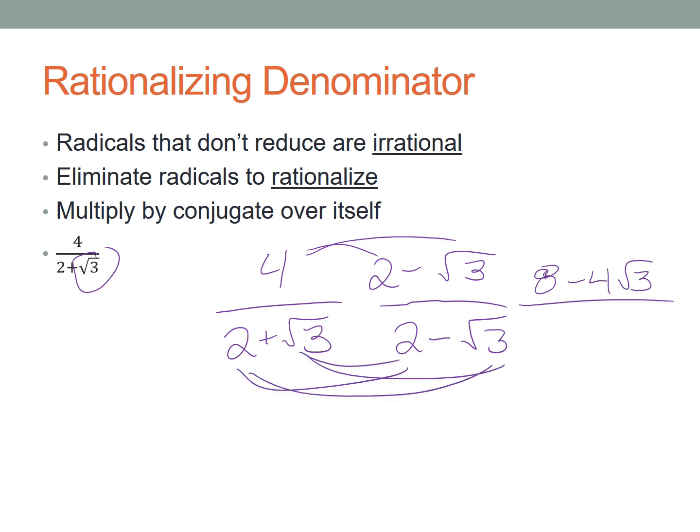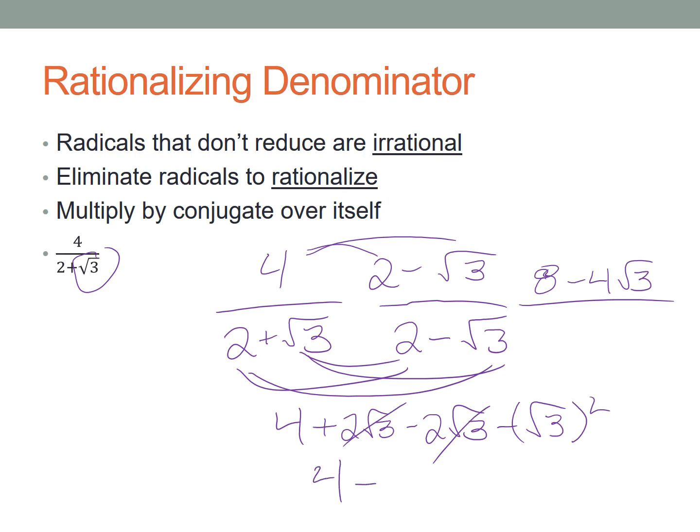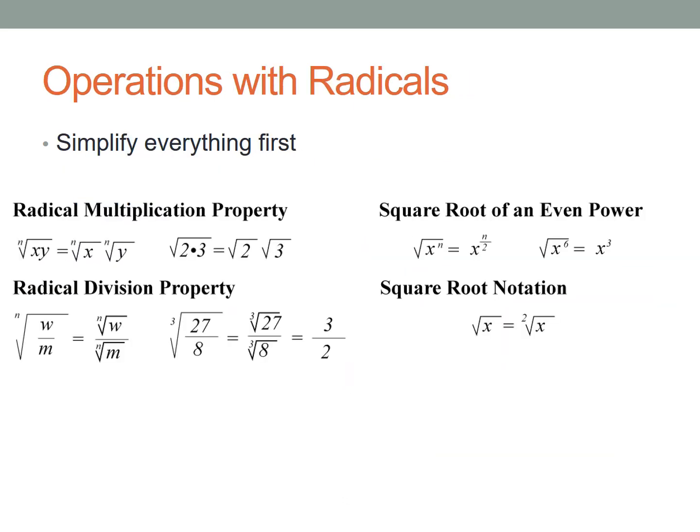Make sure you FOIL. So we get 4 plus 2 root 3 minus 2 root 3 minus root 3 squared, which comes out to 4 minus, not 9, minus 3, which gives us a 1. And so then all together we have 8 minus 4 root 3 all over 1. Just like I said before, make sure you simplify everything first before you do the operations with radicals.